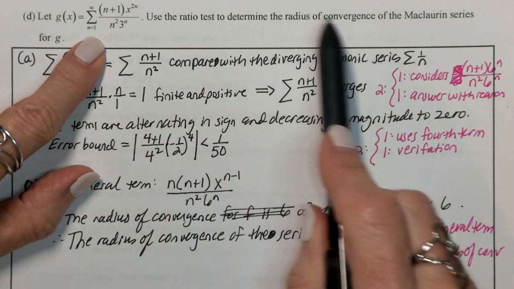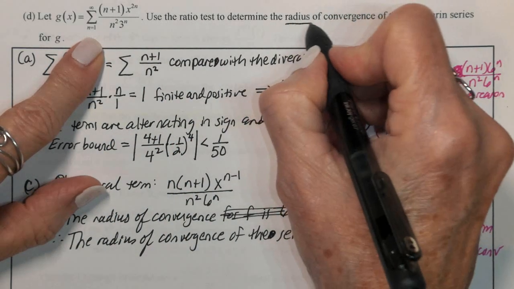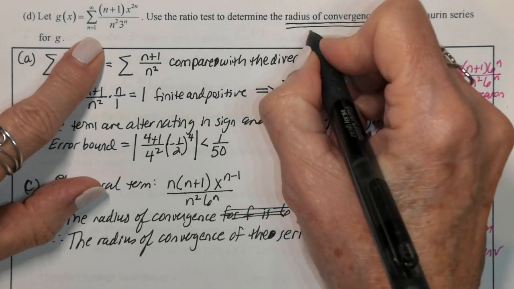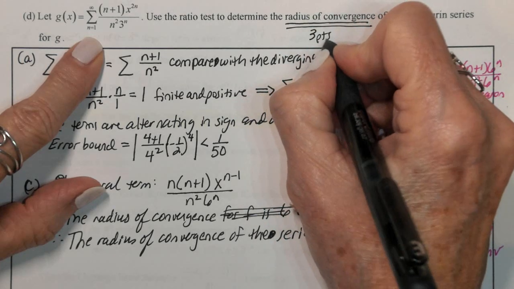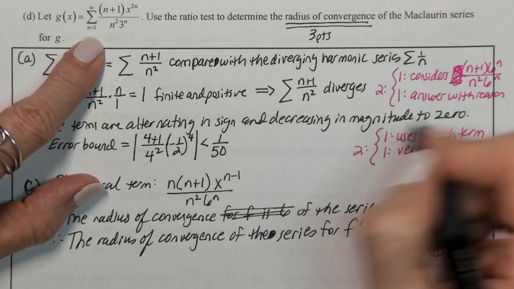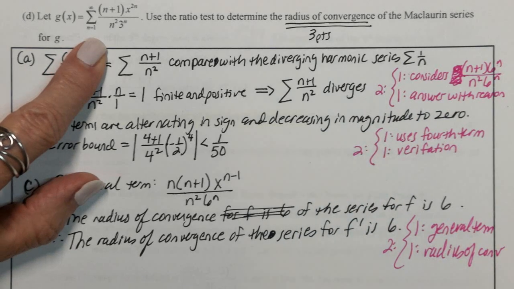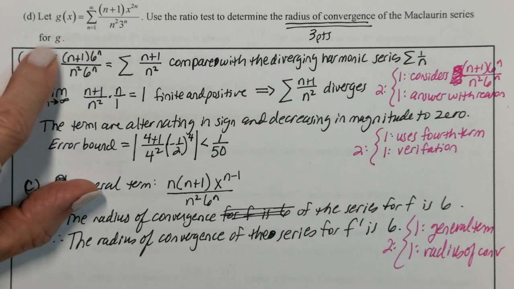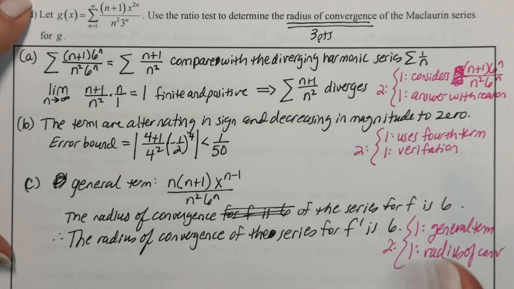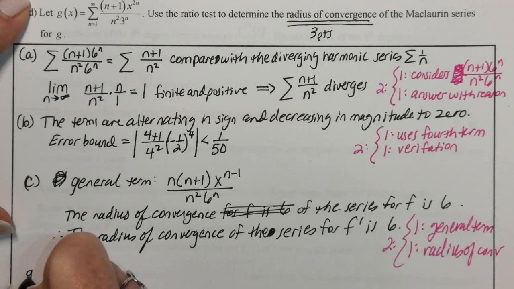Use the ratio test to determine the radius of convergence. Radius of convergence problems are usually worth 3 points. Okay, interval of convergence are worth 4 points. Radius of convergence are worth 3. Of the Maclaurin series for g, so we're going to do that. I'm going to come down here. Oops, part D.